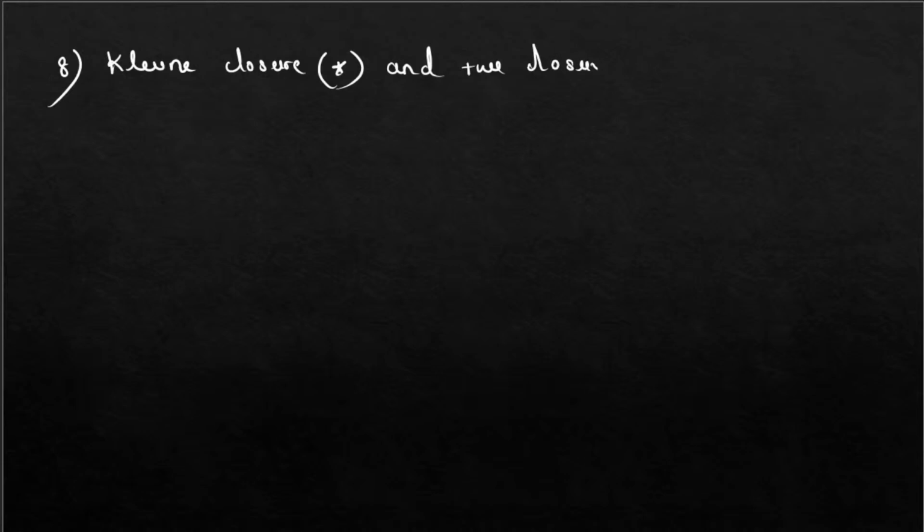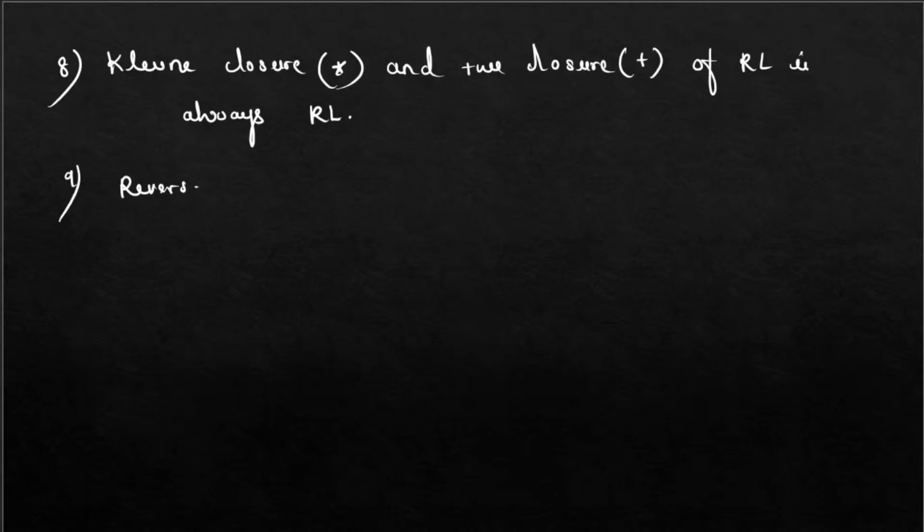Eighth one, Kleene closure, which is denoted like this, and positive closure, which is plus of RL, is always regular language. Ninth, reverse of regular language is always regular language.